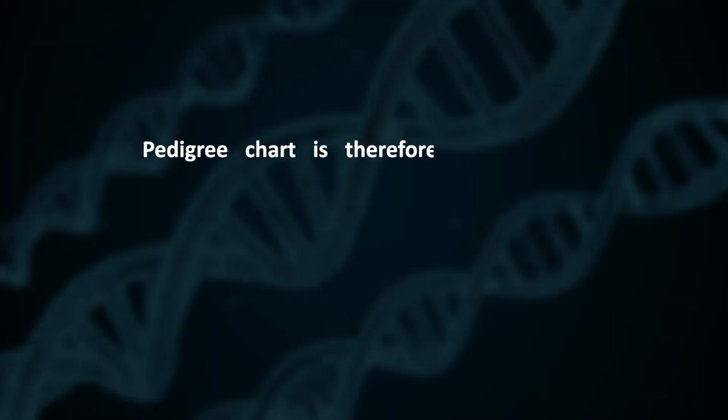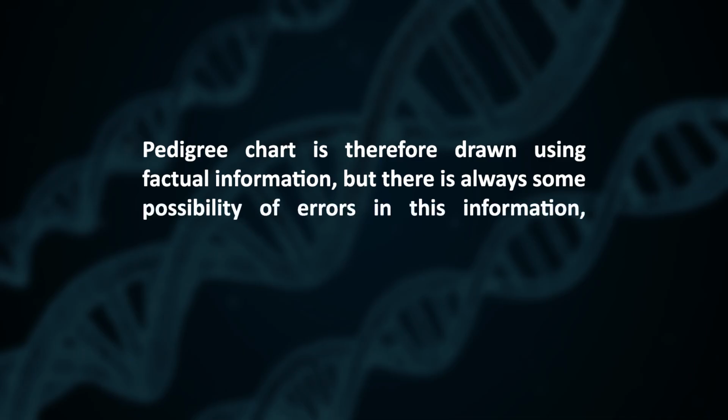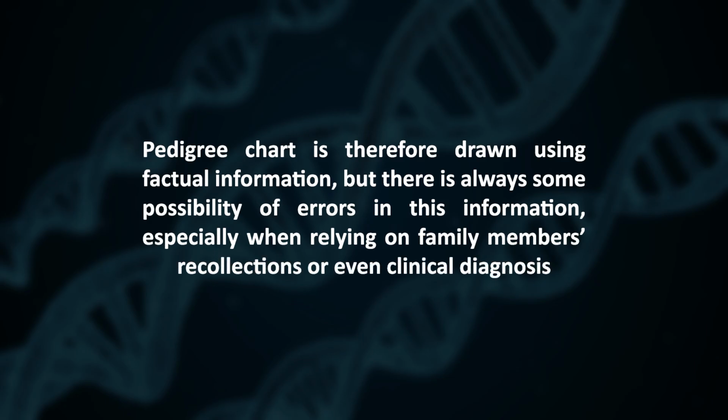Each pedigree chart represents all of the available information about the inheritance of a single trait, most often a disease, within a family. The pedigree chart is therefore drawn using factual information, but there is always some possibility of errors in this information, especially when relying on family members' recollections, or even clinical diagnosis.